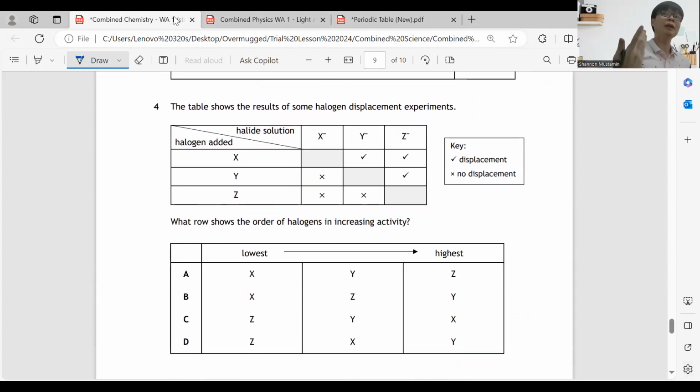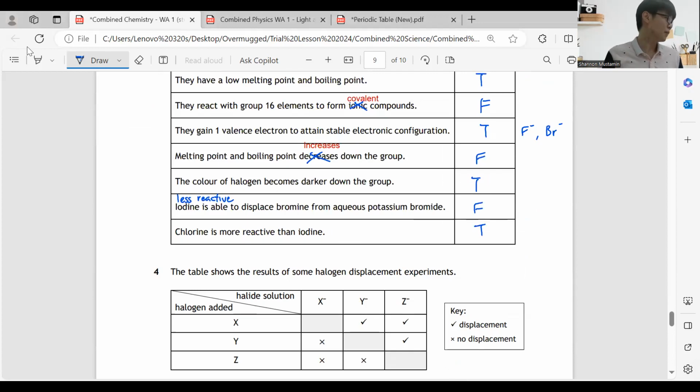Okay. Then group 17 application, they are going to test displacement very likely because these are the hardest part of the chapter. So how do you interpret displacement results? Your starting point is always the element. Can you see this is the element? The elemental form.